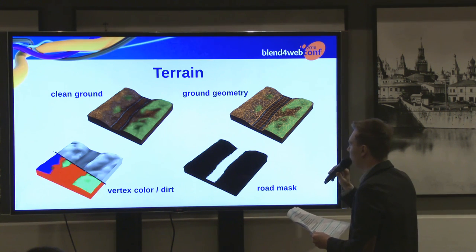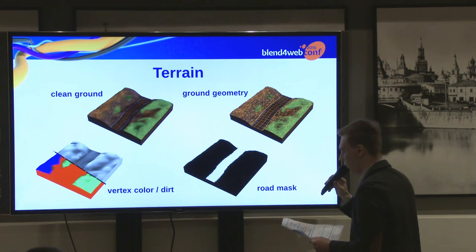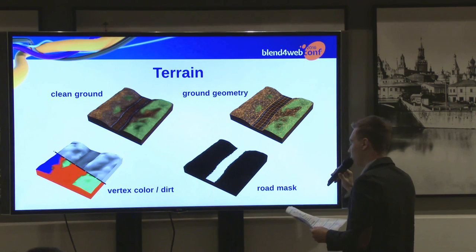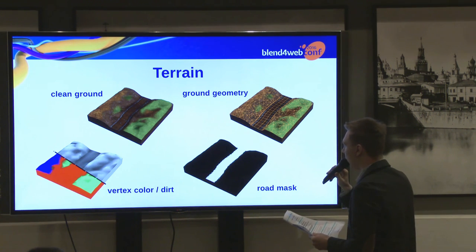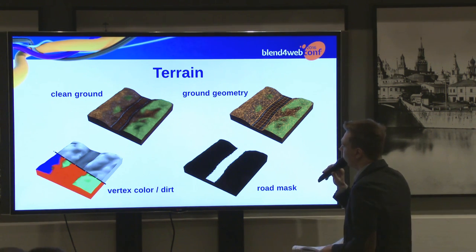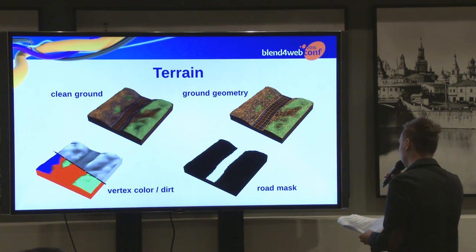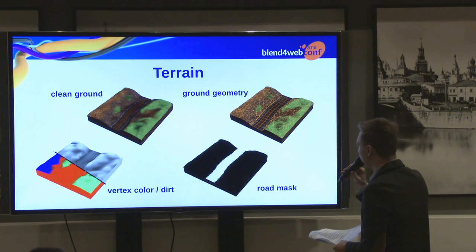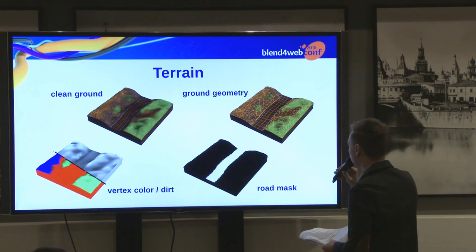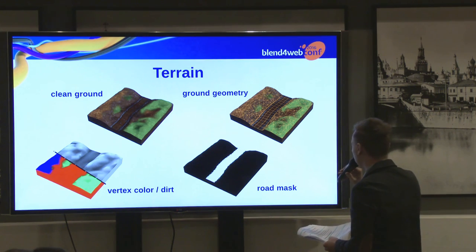In the bottom left corner, you can see two masks. It's a vertex color mask that was used to locate texture on the ground, and a dirt mask that was used to highlight the geometry roughness. In the bottom right corner, you can see a mask that was used to combine the texture of the road and the texture of the ground, like grass, dead leaves, soil, ground, and others. Next, please.